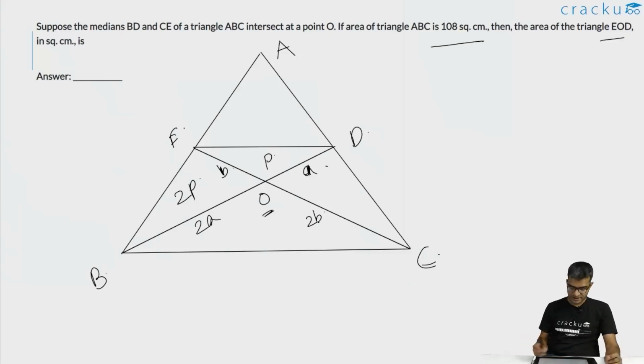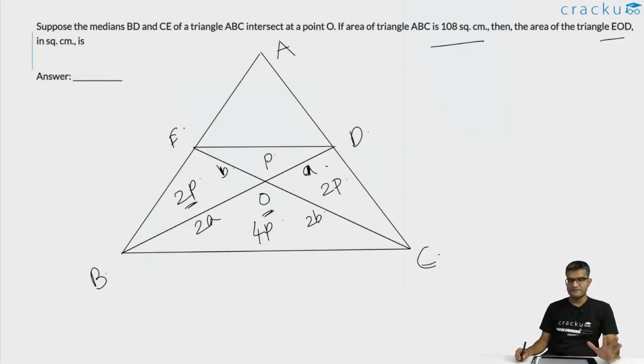Now this would imply that the area of triangle COD will be 2P. And what is the area of triangle BOC? This will be 2 times 2P. This will be equal to 4P.